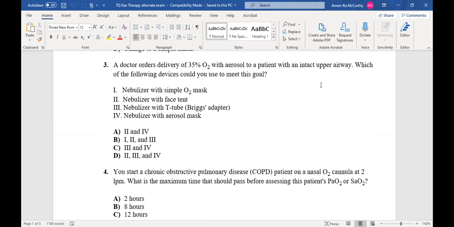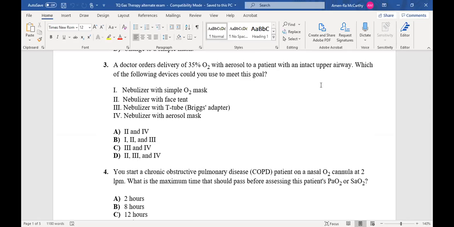And so the ones I could use, not the simple O2 mask, because that's a low flow device. That doesn't go with the nebulizer, right? So it couldn't be one. It's the nebulizer face tent, right? So the aerosol face tent would be okay, or the aerosol face mask, nebulizer with the aerosol mask. Both of those will go on somebody who has a regular face, like me and you, right? Either one of them would be for the person with an intact upper airway.